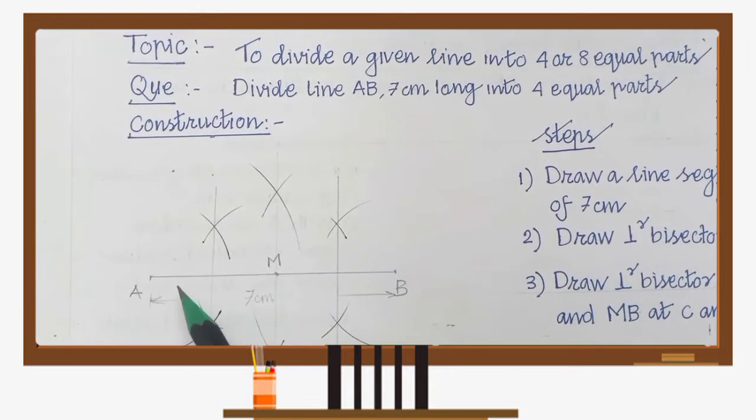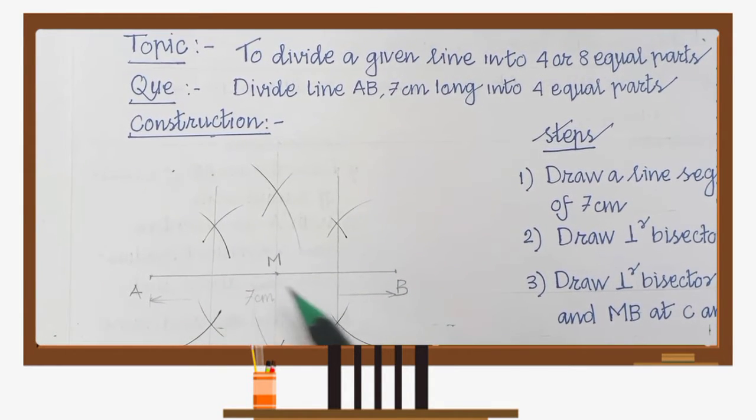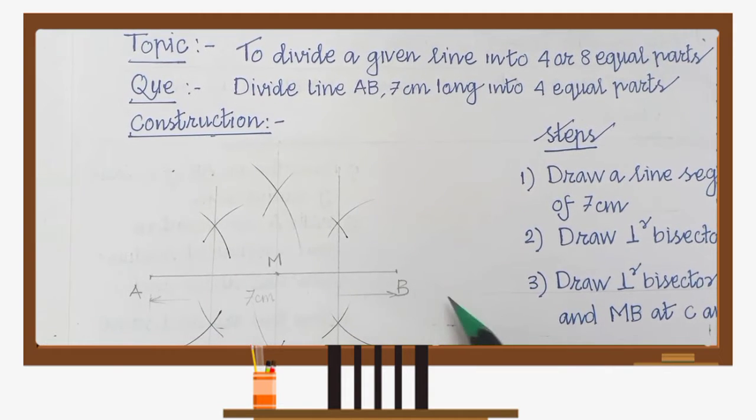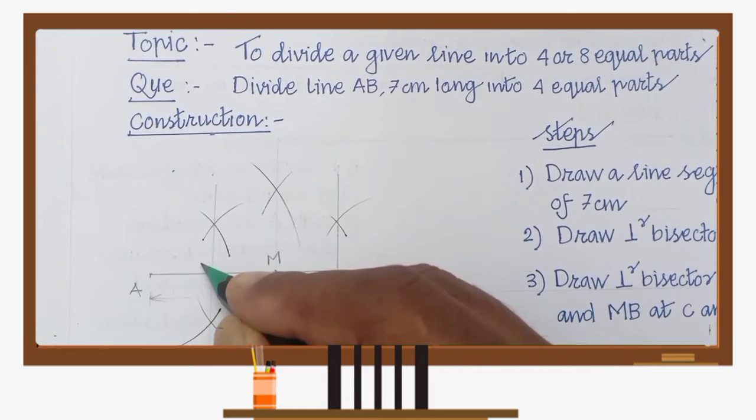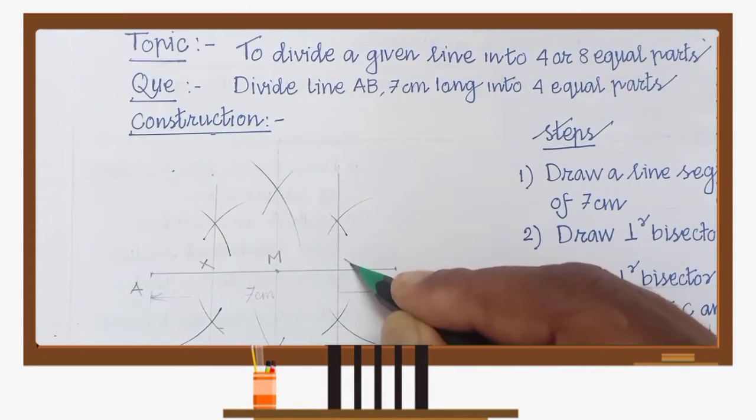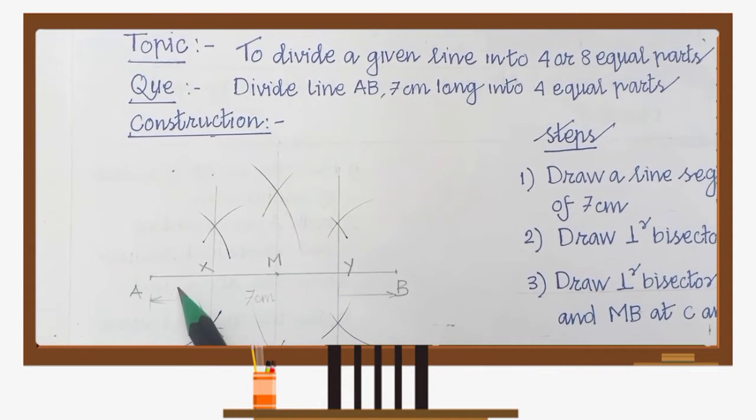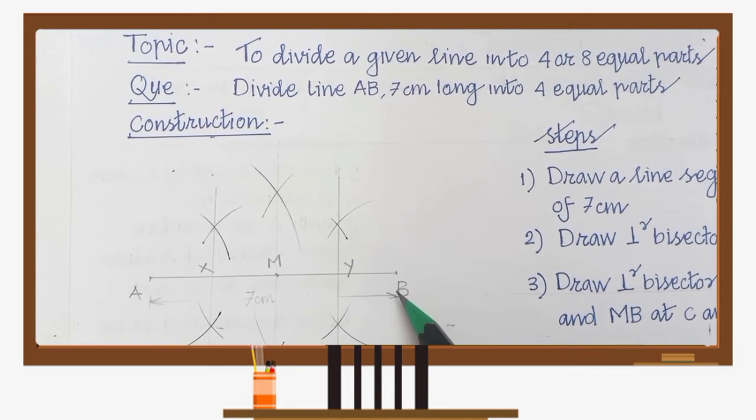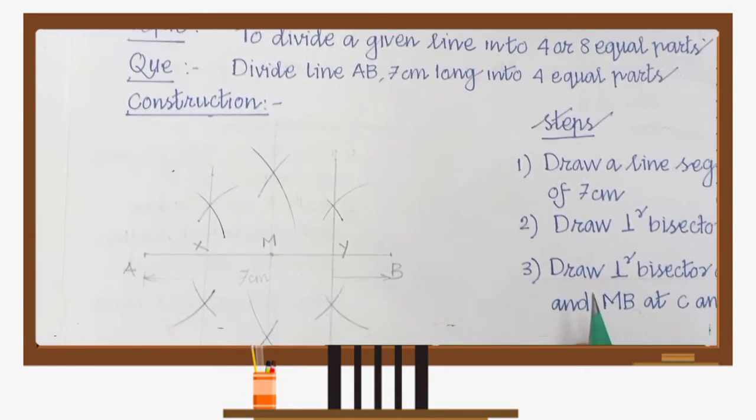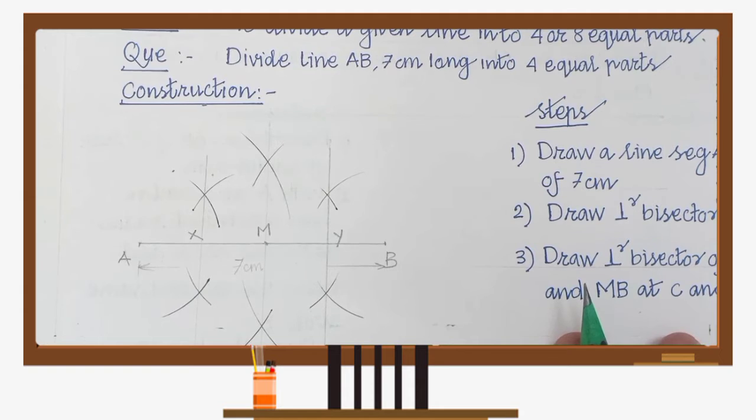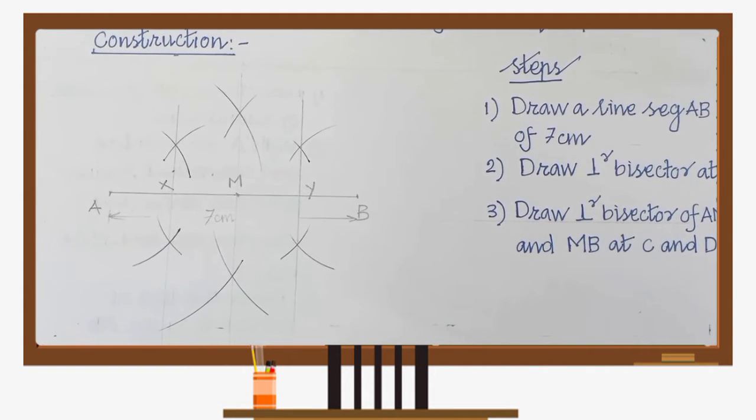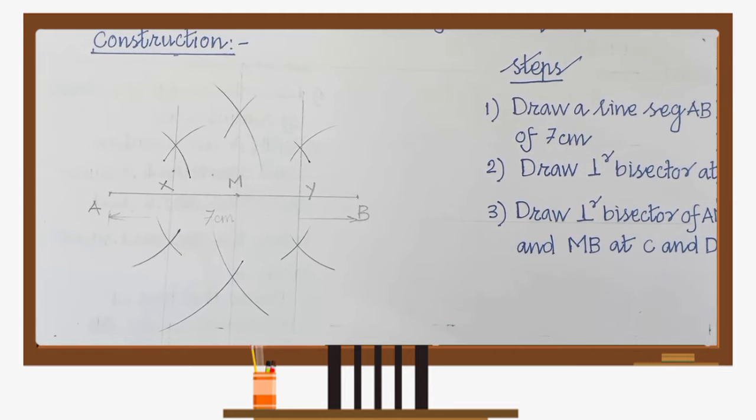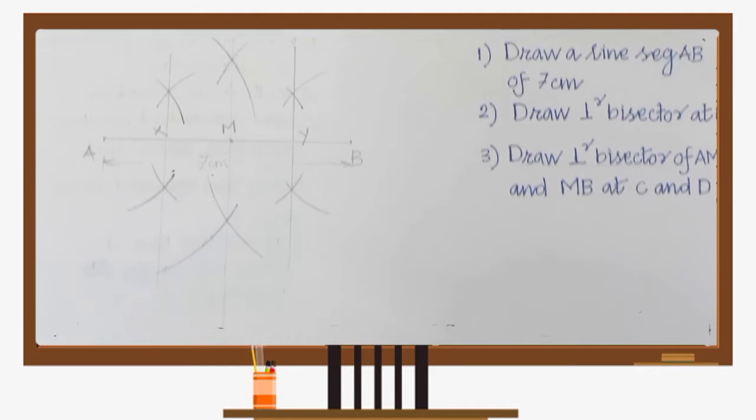So it is divided into two parts, 1 2, and again two parts, 1 2. So it is divided into the total 4 parts. You can write here the name X and Y. You will find that all the parts are equal. So we have divided into the 4 equal parts. In the same way you can divide this into 8 equal parts.